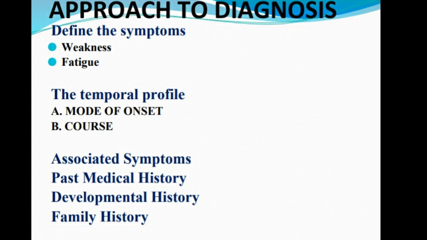Temporal profile. Several aspects of the present complaint must be documented. Temporal profile means mode of onset and course. You know what we mean by the mode of onset, like sudden onset, acute, subacute, chronic. The other things in the history are the associated symptoms, past medical history, developmental history, and family history.